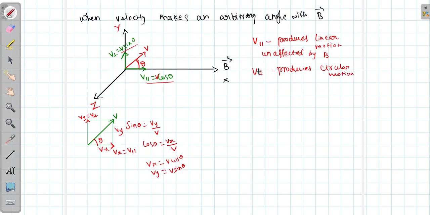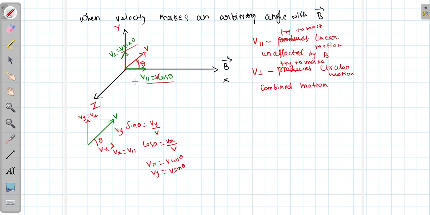The combined effect will be now, therefore, this component will make the object move in circular motion. Actually, they don't exactly produce it; they try to make linear motion, and they also try to make circular motion. So that is why we will get a combined motion.